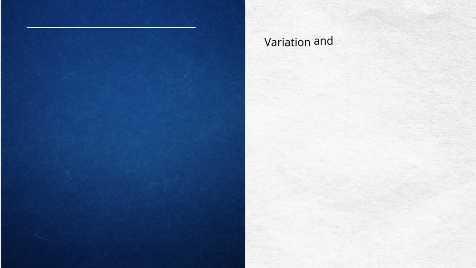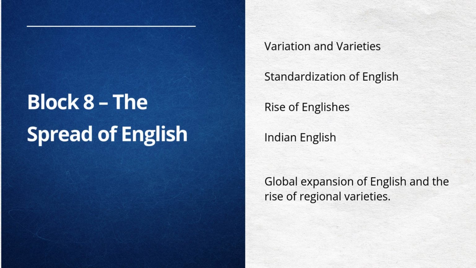From local usage, we now zoom out to the global reach of English in Block 8, The Spread of English. This block looks at how English becomes a global language, used across continents and cultures, and how different varieties like Indian English or African English have emerged. It challenges the idea of standard English and encourages you to think about English as a flexible, evolving world language.